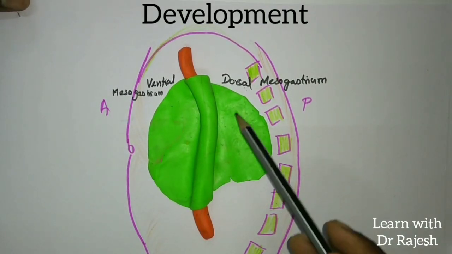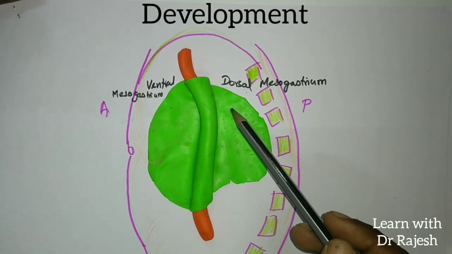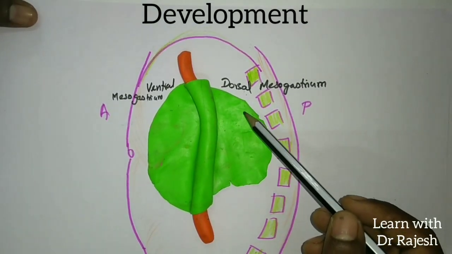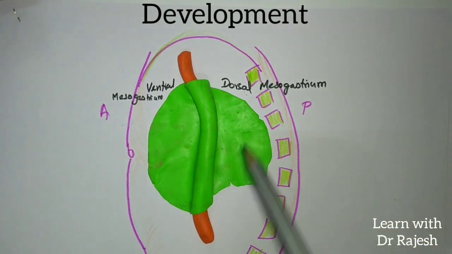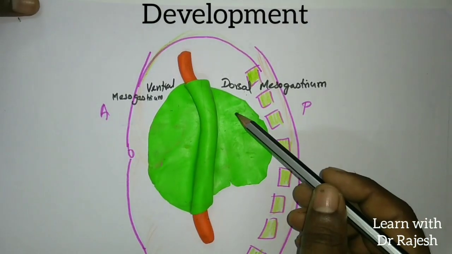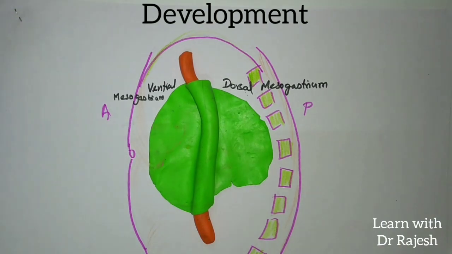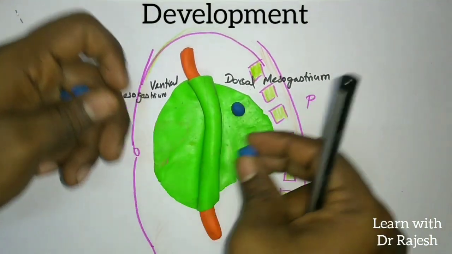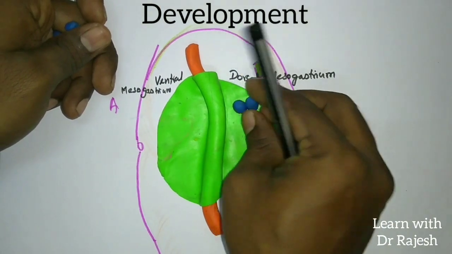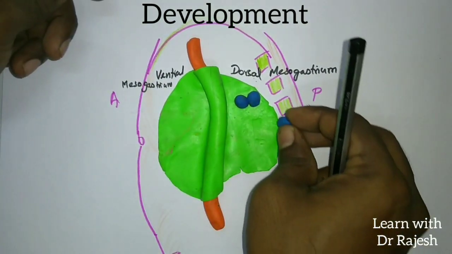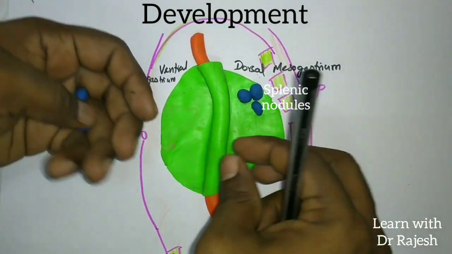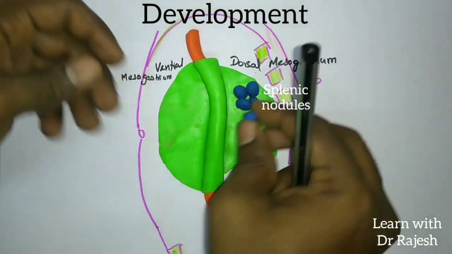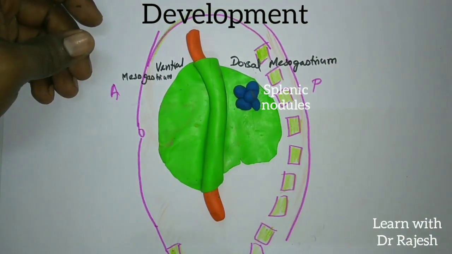Okay, at around the 6th week of intrauterine life, there are multiple small swellings which will appear in the dorsal mesogastrium. These multiple small swellings appearing along the dorsal mesogastrium are the splenic nodules. These are the splenic nodules. They are multiple in number, and these multiple splenic nodules will finally fuse to form a single spleen.